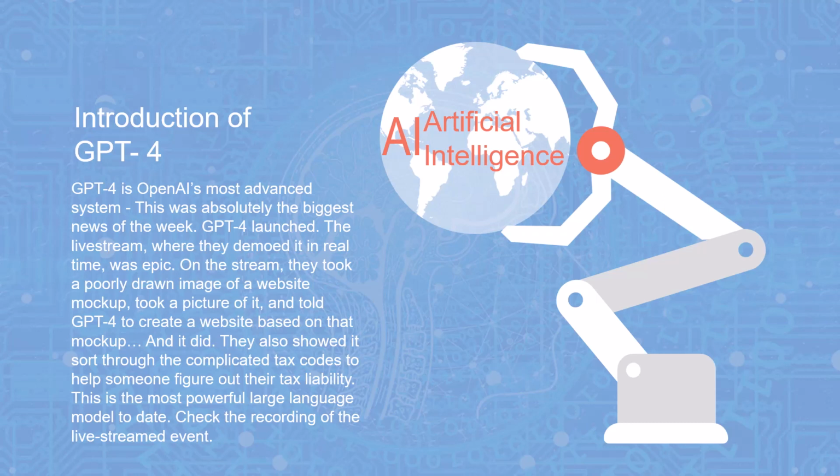GPT-4 launched. The live stream where they demoed in real time was epic. On the stream, they took a poorly drawn image of a website mock-up, took a picture of it, and told GPT-4 to create a website based on that mock-up. And it did. They also showed it sort through the complicated tax codes to help someone figure out their tax liability. This is the most powerful large language model to date. Check the recording of the live stream event.